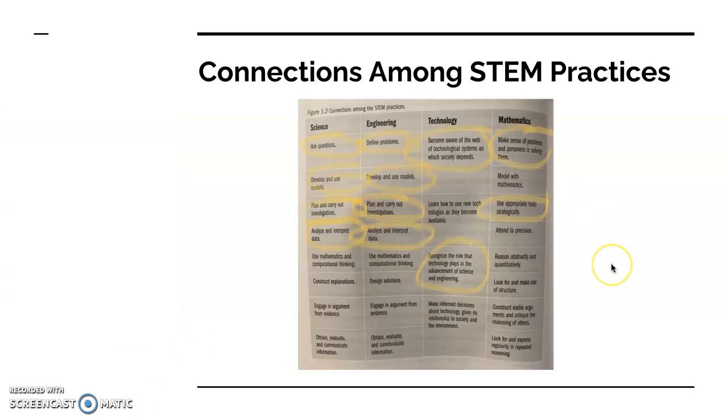So my connections among STEM practices for science and engineering, the same ones kind of applied: asking questions and defining problems, developing and using models, planning and carrying out investigations, and analyzing and interpreting data. For technology, because I did use that simulator online, becoming aware of the web of technological systems on which society depends, and recognizing the role that technology plays in the advancement of science and engineering. And then for mathematics, making sense of problems and persevering in solving them, and using appropriate tools strategically. And that's it. Thank you for watching.